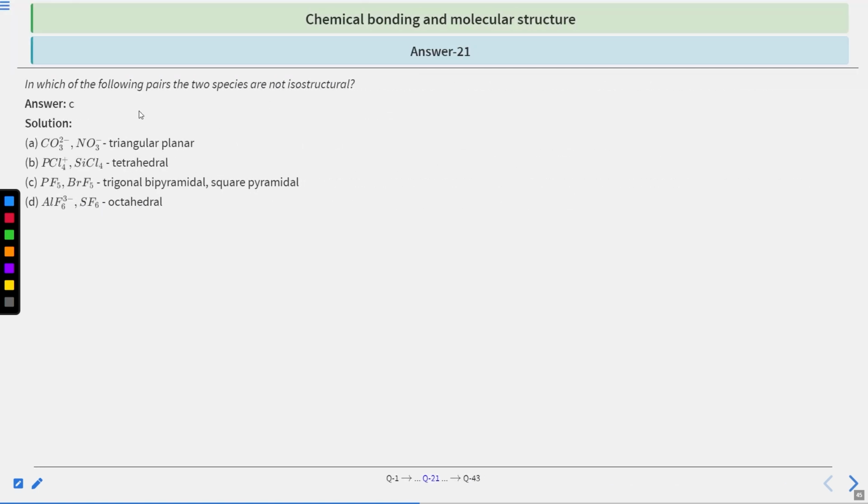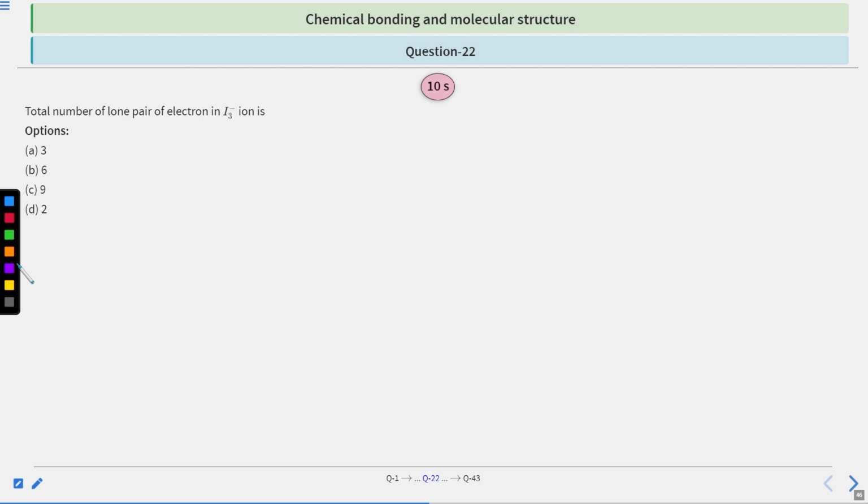Okay, so the correct answer is option C. CO3 2- and NO3- given in option A have a trigonal planar structure. PCl4+ and SiCl4 in option B have a tetrahedral structure. Option C has PF5 and BrF5, which have trigonal bipyramidal and square pyramidal shapes. And in option D, AlF6 3- and SF6 are given, which have an octahedral shape. Hence option C is the correct answer.